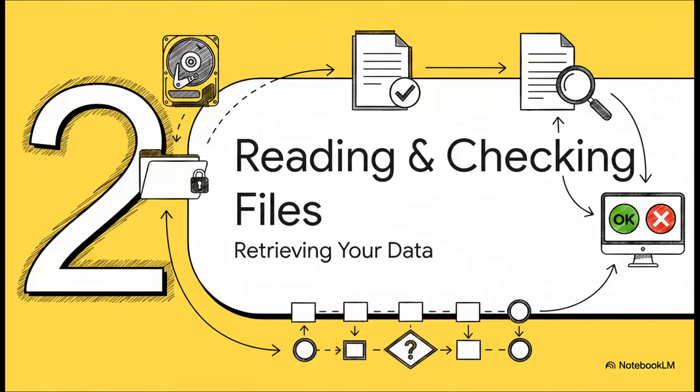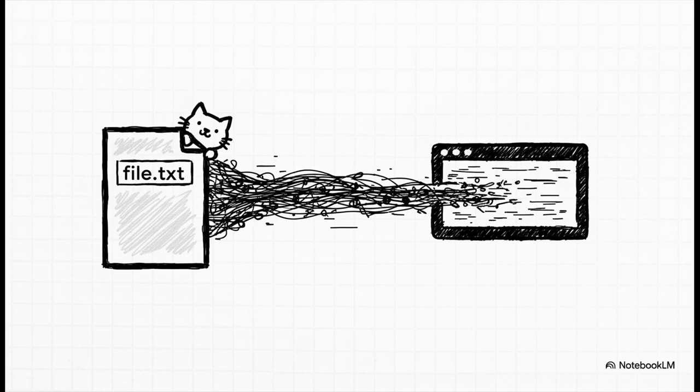Okay, so we've saved our data. That's step one. Now, how do we get it back? And maybe more importantly, how do we make our scripts smart enough to avoid errors by checking if a file is even there before trying to read it? The fastest and easiest way to see what's inside a file is just using the cat command. It's short for concatenate, and all it does is dump the entire contents of the file right onto your terminal. It's perfect for just a quick peek.